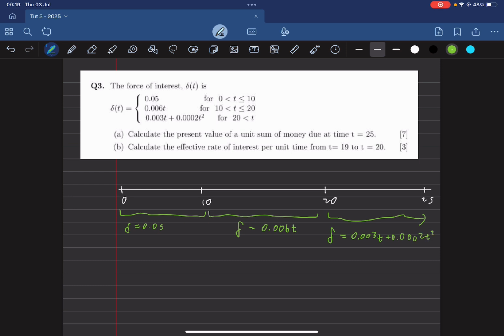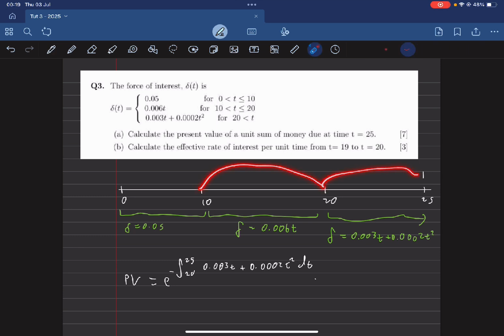0.0002 t squared. Cool. Basically, we want to discount R1 all the way back to time 0. So the present value is going to be, let's first do it from here to here. Since we discounted, it's going to be e to the negative integral from 20 to 25 of 0.003t plus 0.0002 t squared dt.